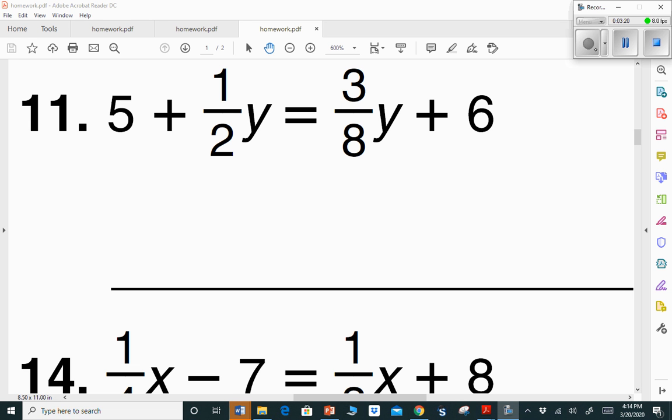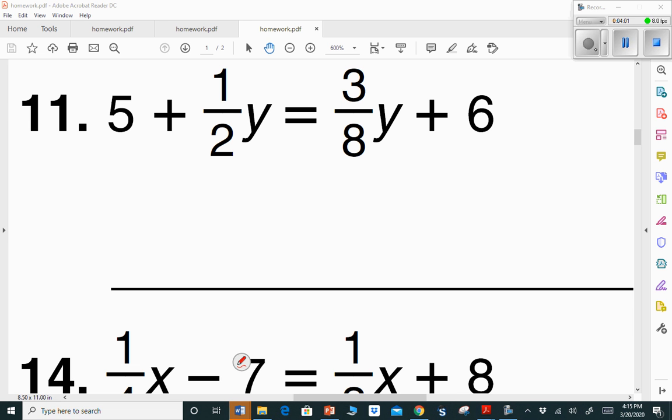Okay, let's go back and deal with a problem with fractions in it again. Copy number 11: 5 + 1/2 y = 3/8 y + 6. Does anybody recognize what would be problematic here? There's something we don't like about this problem. That would be that the y terms have fractions with different denominators, and that makes our life a little more complicated. But the thing is, we could change 1/2 y into eighths very easily. You should know that off the top of your head.